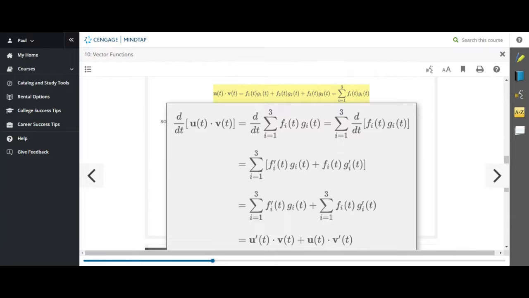But look at the proof of this 4th rule. Hopefully it makes sense. The derivative of a sum is the sum of the derivatives. And then you're using the product rule. And then you're writing the summation of the sum as the sum of the summations. And that's going to give you that, which will prove the rule.